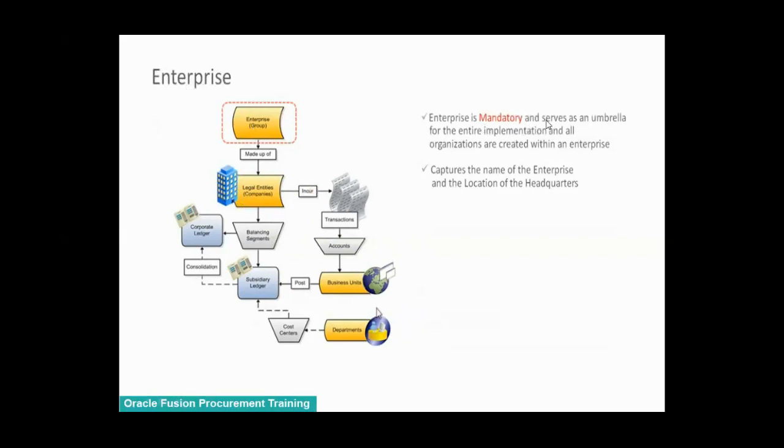Enterprise is mandatory and serves as an umbrella for the entire implementation. It's nothing but all the organizations created within the enterprise. Look here, it's nothing but a headquarter. It captures the name of an enterprise and the location of the headquarter. So you can relate enterprise with a business group in EBS, but the only difference is that in EBS we can create multiple business groups, but here you're allowed to create only one enterprise. It's a mandatory one to be created. It's an umbrella of the company.